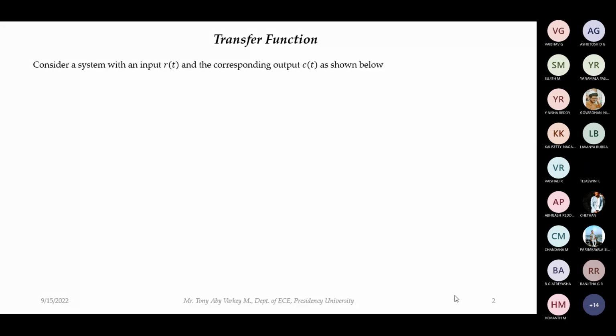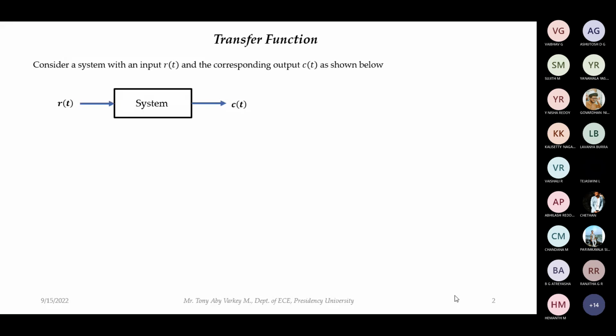I'm considering a system with an input R of t and the corresponding output C of t. So you have an input R of t, it is given to a system, and the output I am denoting as C of t. Please note that in control systems, I will be denoting inputs using R of t and outputs using C of t, throughout our class. So when you are giving an input R of t to the system, the output is C of t.